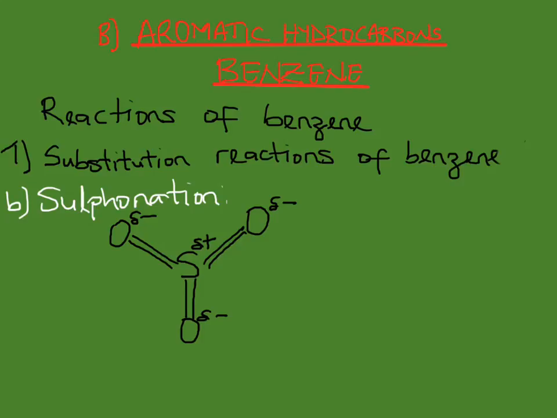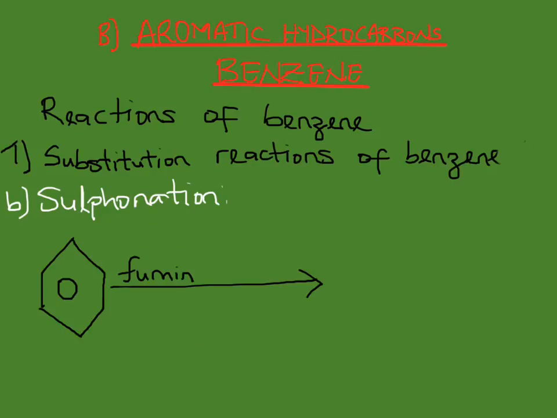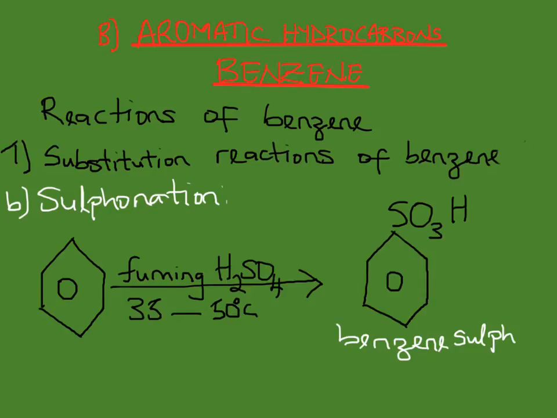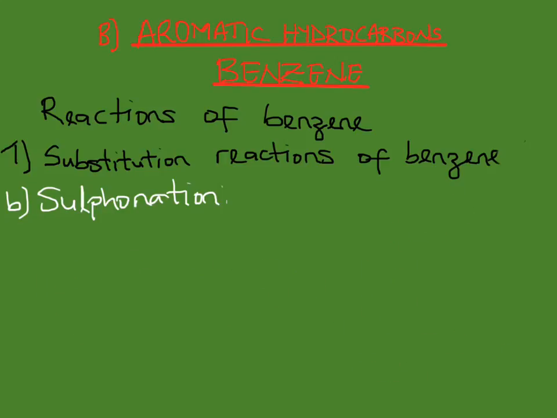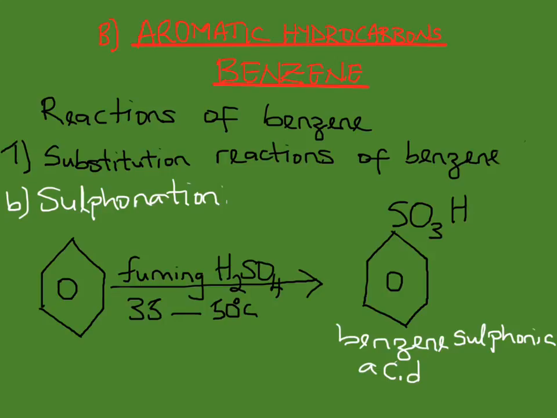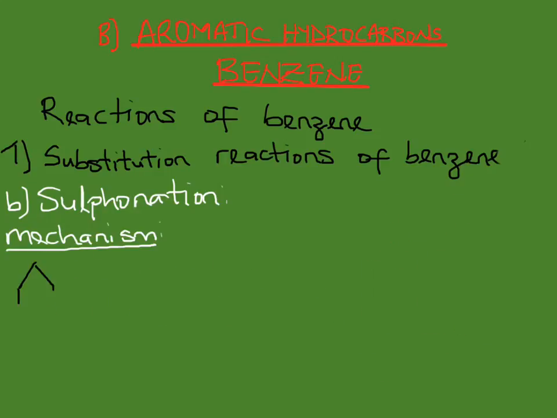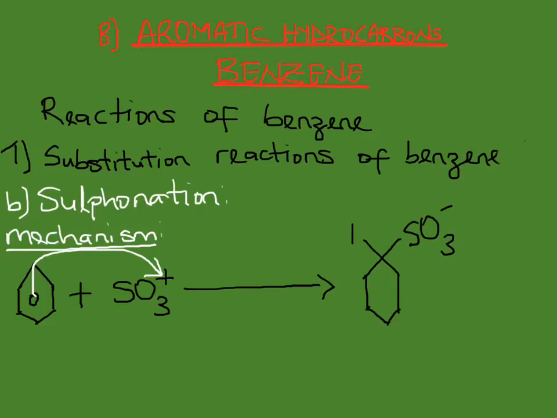The positive charge on the sulfur in sulfur trioxide makes an electrophilic attack on the pi electrons of the benzene ring to give us benzene sulfonic acid. The next thing we'll be looking at is halogenation. That is the mechanism of sulfonation.